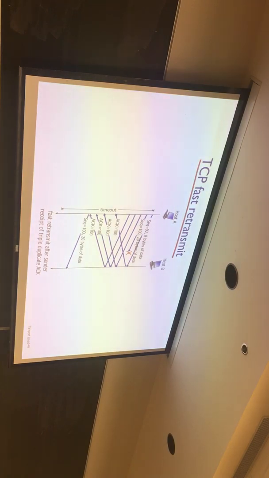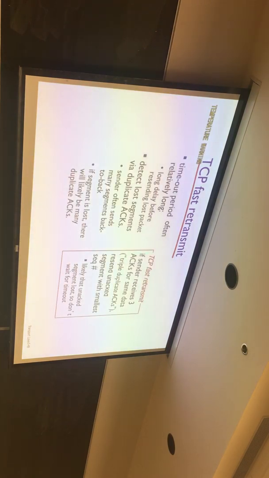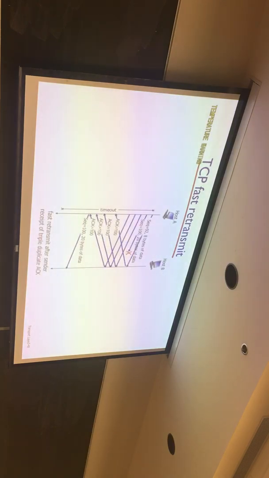Yes? So there are 4 acknowledgements. The first one is the original, the second one is the first duplicate, then the second duplicate, and the third duplicate. So there are 4 acknowledgements: original, first duplicate, second duplicate, third duplicate. Yes. That's why it's called a triple duplicate. Okay, got it. Any other questions here?